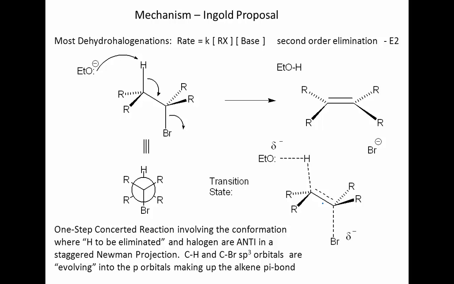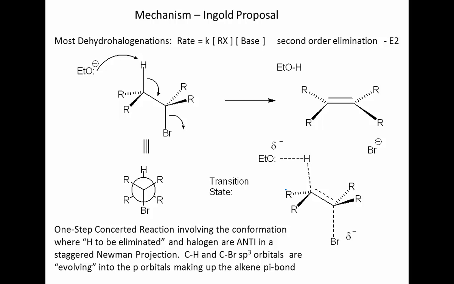Ingold, many years ago, proposed that basically in this reaction everything happens all at once. The base comes in, starts to pluck the proton off. As the proton is getting plucked off, a double bond is starting to form and the halogen is starting to leave. Here it is pictured in this transition state where we have these partial bonds all the way through. This, I guess we'll call a 1.5 bond here in the transition state.